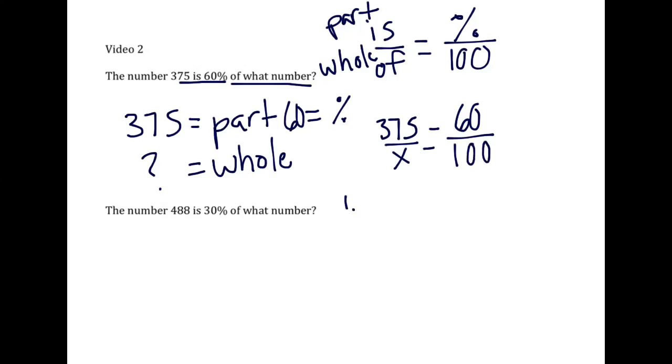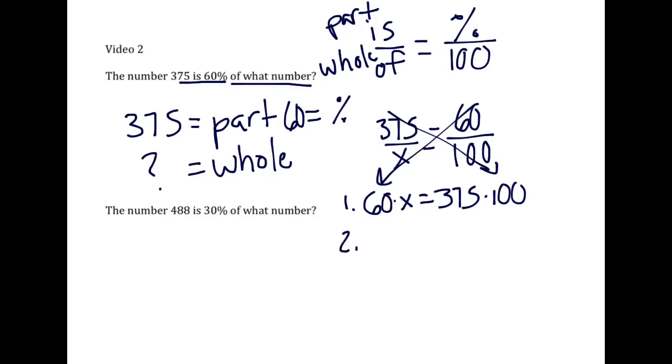First step, I'm going to cross multiply. I have 60 times X equals 375 times 100. Step 2, I multiply the two factors next to each other. So I multiply 375 times 100, which is 37,500.